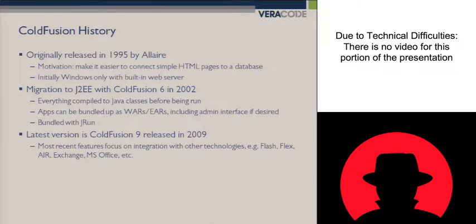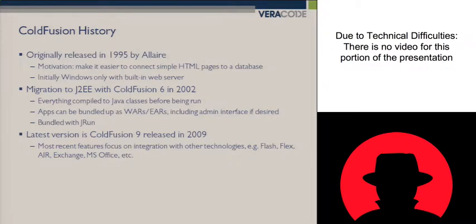So with ColdFusion 6, everything got compiled to Java classes before it was run. Apps could be bundled up as wars or ears, just like any other J2EE application. You could bundle up the admin interface and other pieces that come with the ColdFusion runtime. And ColdFusion 6 was bundled with JRun, which was the J2EE server that Alaire, actually it was Macromedia by this time, had also purchased through a different acquisition. So they were kind of bundling all these products together.